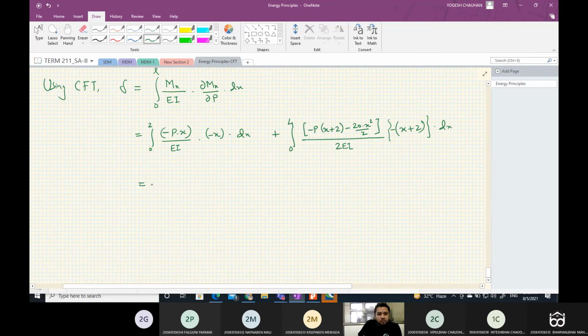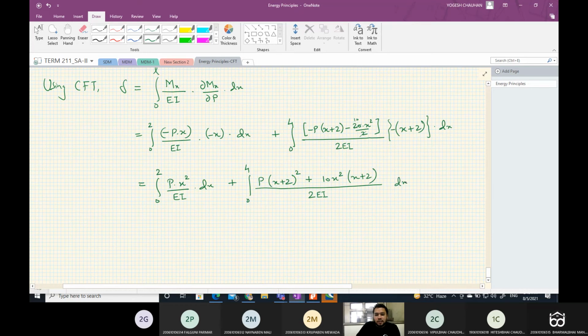So this will be equal to integration from 0 to 2, minus minus becomes plus, so P x square by EI into dx, plus integration from 0 to 4, minus minus becomes plus, it becomes P times (x plus 2) whole square, minus minus becomes plus, this can be cancelled out, you can write it as 10, so plus 10 x square into (x plus 2) whole, divided by 2EI times dx. So now you can carry out the integration.